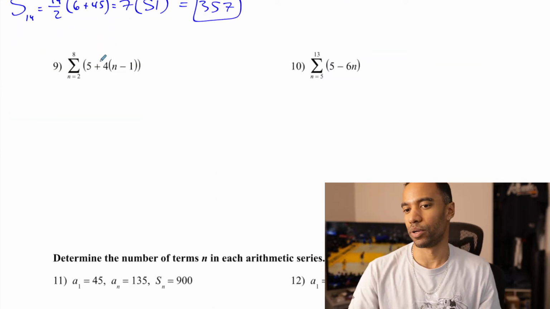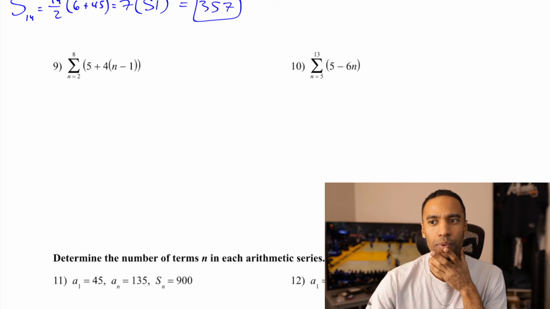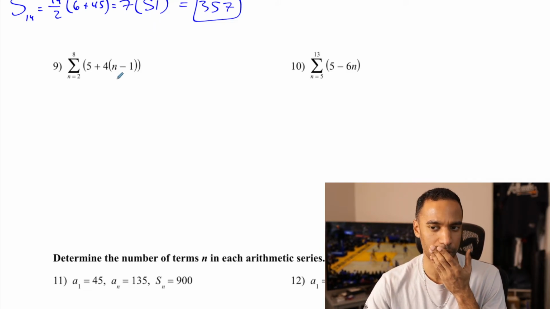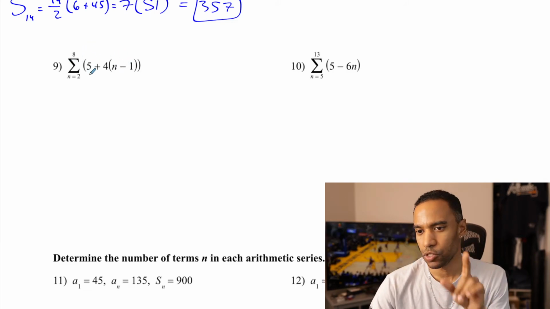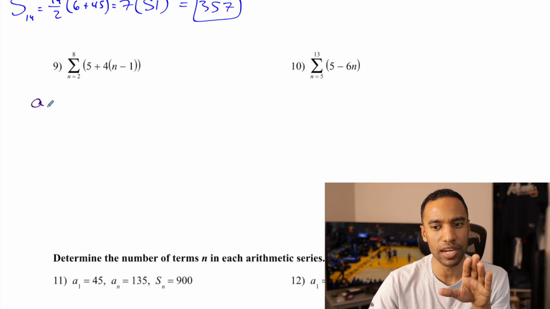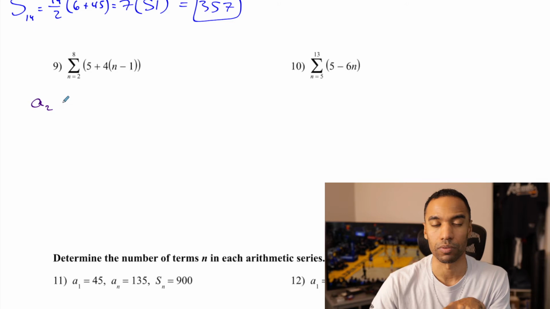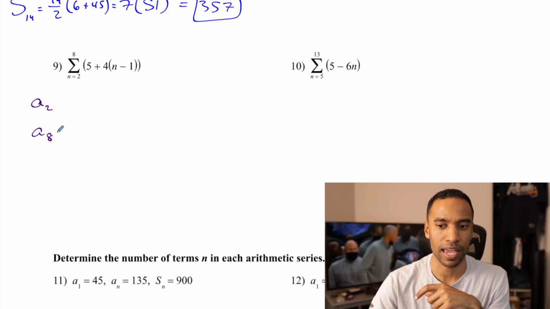Okay, number 9. We're going to go from 2 to 8 for this thing here. So same things apply here. We've got to find out the number of terms, and then find out the first and last term and then go here. But this one's a little different because we go from 2 to 8. So the first term isn't a sub 1, it's a sub 2. Right? We're going to find a sub 2 and a sub 8.